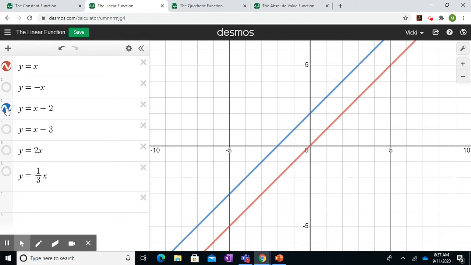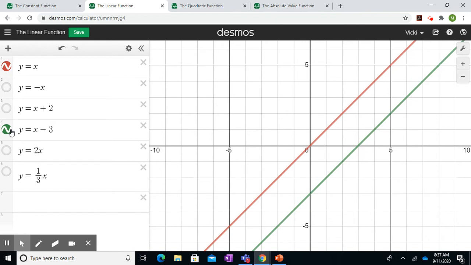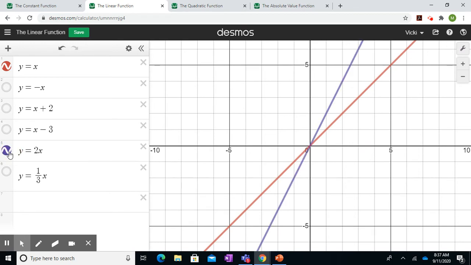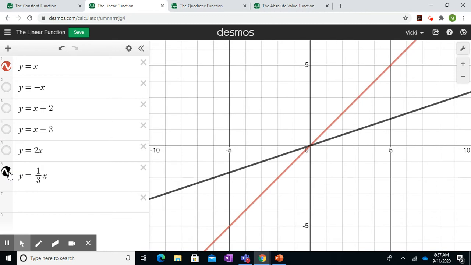Look at the blue graph. It is 2 units up compared to the original. The next graph is 3 units down compared to the original. By putting a 2 out front, I stretch the graph and make it steeper. By putting a 1/3, I actually make the graph less steep. So again, these are just quick examples of all the transformations.